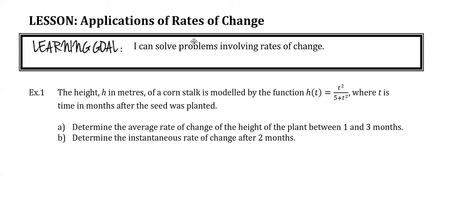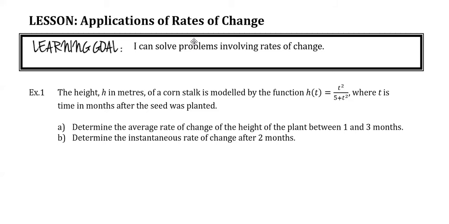So the height in meters of a corn stalk is modeled by the function h of t, where t is time in months after the seed was planted. h is in meters, t is in months. Thinking about units is another part of this, right? You've got to make sure that you can actually do that part yourself and answer the question yourself.